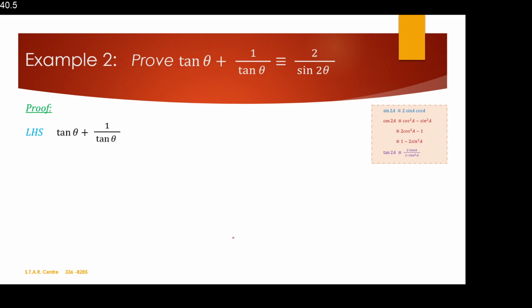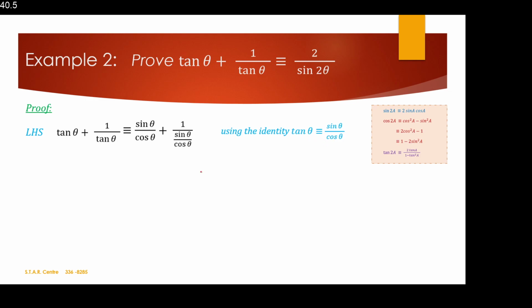Example 2: prove tan theta plus 1 over tan theta is identical to 2 over sine 2 theta. Again, with identities, we can choose to start with either the left hand side or the right hand side and simplify to get the other side. I have chosen to start with the left hand side, so we have tan theta plus 1 over tan theta. We can simplify our tan thetas to be sine over cos for each of them using this identity: tan theta is identical to sine theta over cos theta.